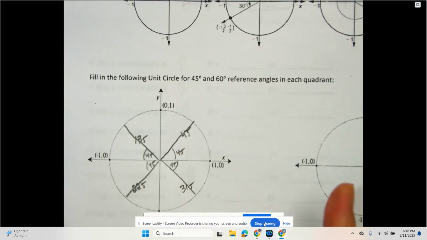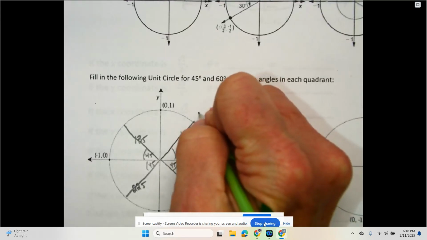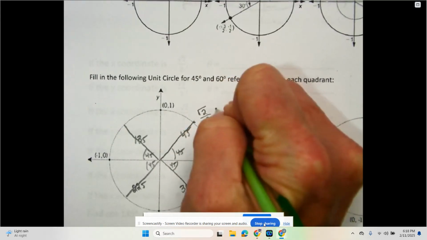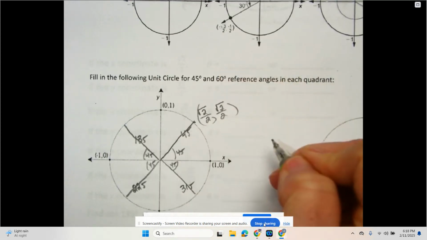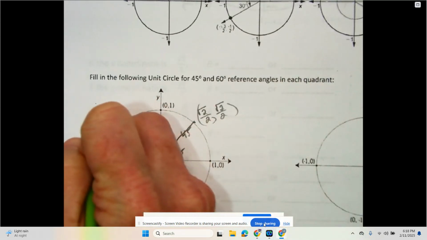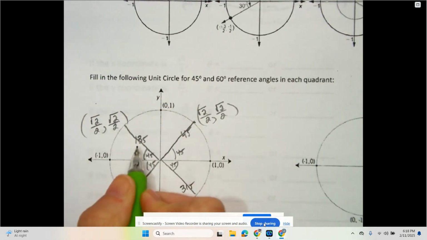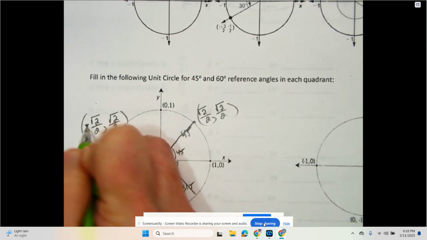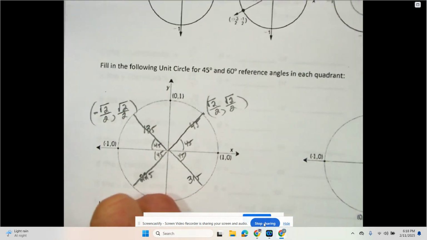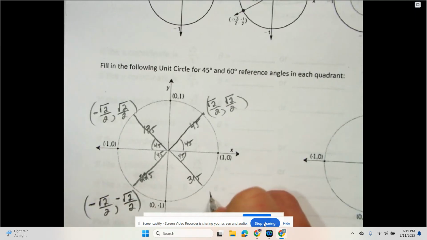So what we learned yesterday was 45 degrees. That coordinate in the middle was the square root of 2 over 2, the square root of 2 over 2. So this one will also have square root of 2 over 2, square root of 2 over 2. What's the difference? The signs in the second quadrant are negative and positive. This will also have square root of 2 over 2, square root of 2 over 2. What's the difference? They're both negative. Square root of 2 over 2, square root of 2 over 2. What's the difference? This one's positive, this one's negative.